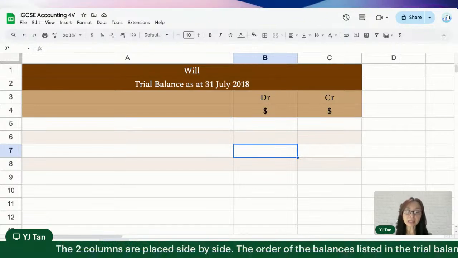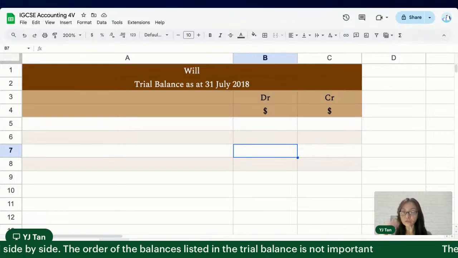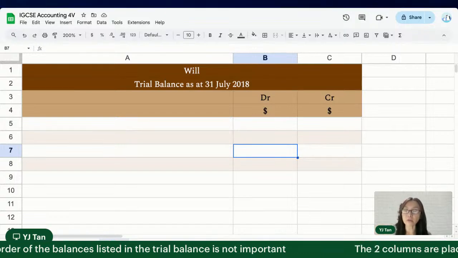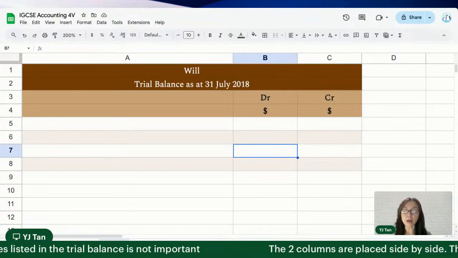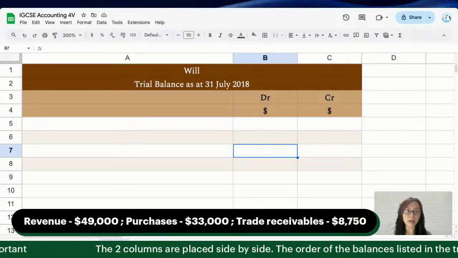And as you can see, there are two columns placed there, side by side, debit and credit. Put the symbol at the bottom, all right? And then after this, we will do the entries.